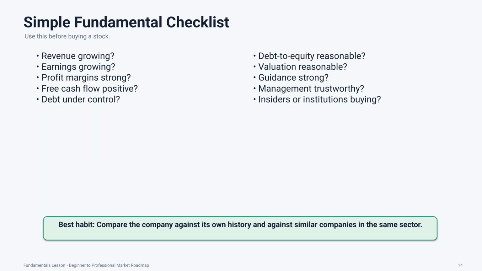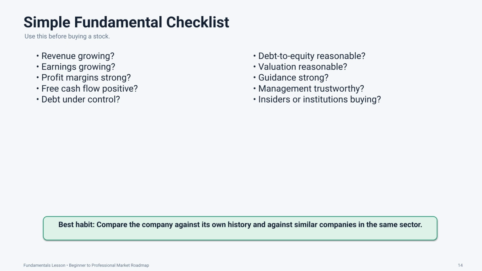This slide gives students a simple checklist to use before buying a stock. Before buying, we want to ask important questions. Is revenue growing? This tells us if the company is selling more products or services. Are earnings growing? This tells us if the company is turning sales into profit. Are profit margins strong? This shows whether the company is keeping enough profit after expenses.